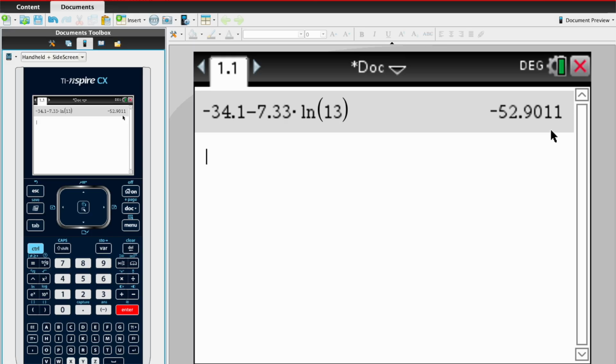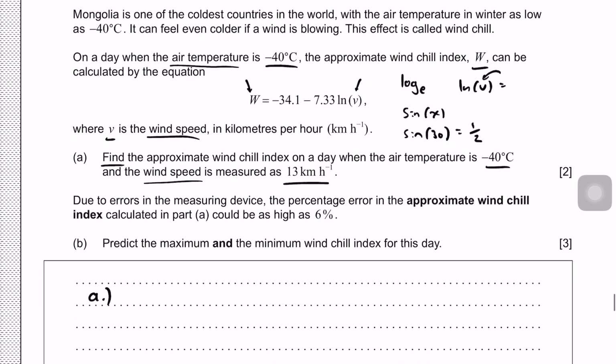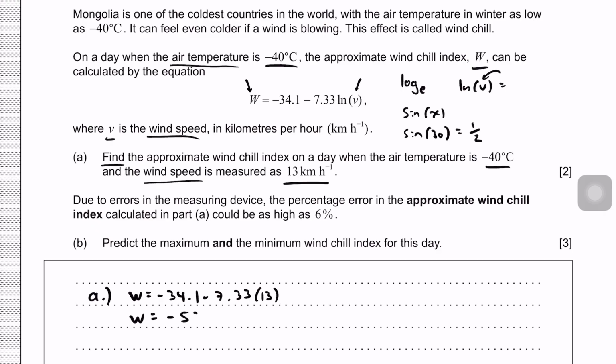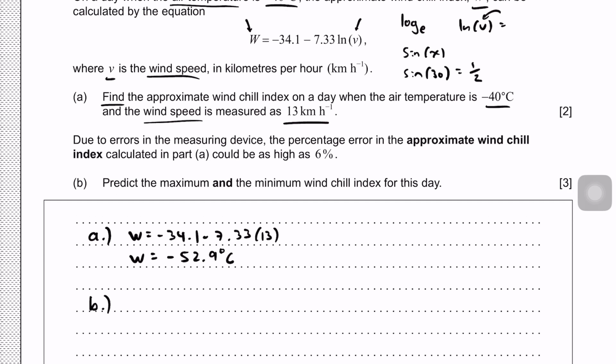Let's go ahead and write this out. Part A. So remember, this is "find." That's the command term here. They're expecting some process and then some solution. So let's write out the equation. Negative 34.1 minus 7.33, and what we substituted into this function, and then the result was that it would feel like negative 52.9 degrees Celsius. Okay, not bad. Let's go on to part B.